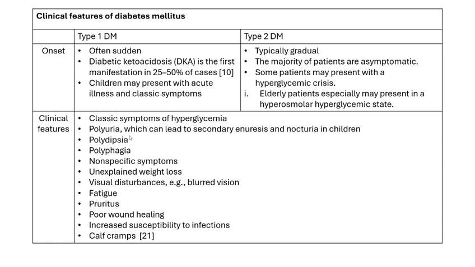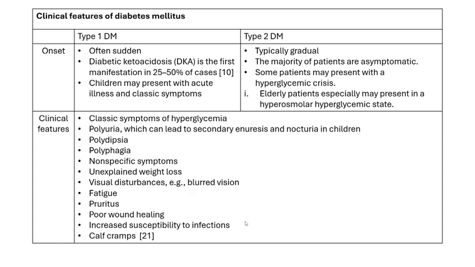Polyuria can lead to secondary enuresis and nocturia in children. Polyuria is nothing but the abnormal production of urine. Means literally they pass more than 3 liters of urine in a day. Coming to polydipsia. Polydipsia is nothing but excessive thirst. Polyphagia is excessive hunger. And unexplained weight loss will be there.